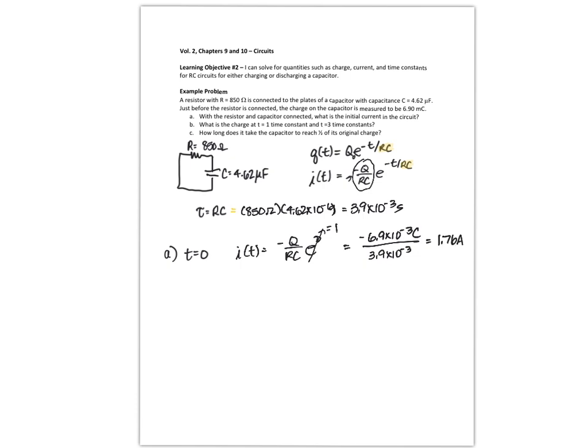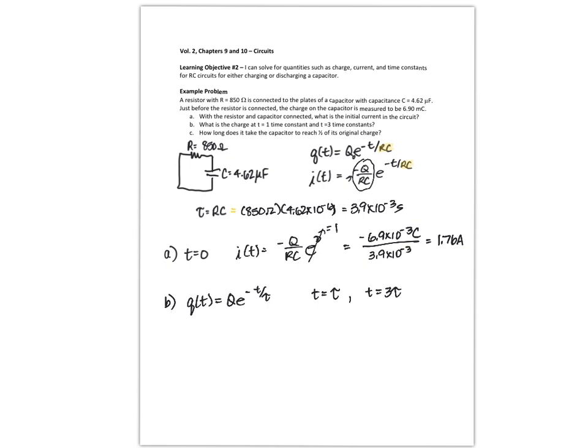All right. The next part of this question is asking me to find the charge at t equal to 1 time constant and t equal to 3 time constants. So I'm just going to rewrite this expression for charge as a function of time. And instead of RC, I'm going to write tau, which is our time constant, because this is going to make the calculation a little bit easier, because t equals tau is the first one, and then t equals 3 tau is the second question that they ask.